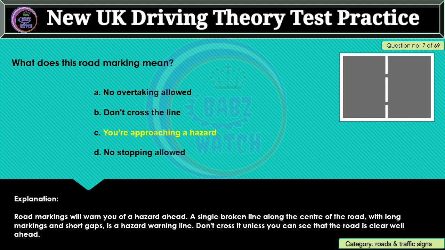Explanation. Road markings will warn you of a hazard ahead. A single broken line along the center of the road, with long markings and short gaps, is a hazard warning line. Don't cross it unless you can see that the road is clear well ahead.